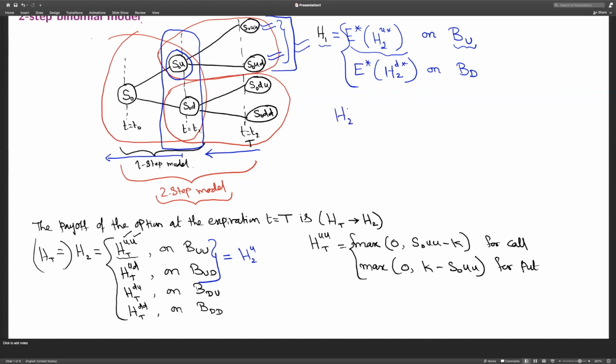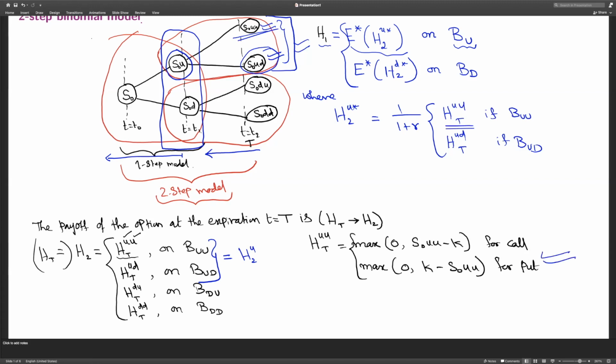So, H2U star is given by 1 over 1 plus R. If you recall, in the last class, we have seen that this is a discounted payoff, right? Into H_T UU, if you have both in the up direction, and then H first is up and the second is down, that is this one. You have UD, right? And then this comes like this, where H_T UU is given by this. And similarly, H_T UD will be given exactly like this, but instead of UU you have UD there. That's the only difference. Similarly, you can write what is H2D star. So that also you can write.